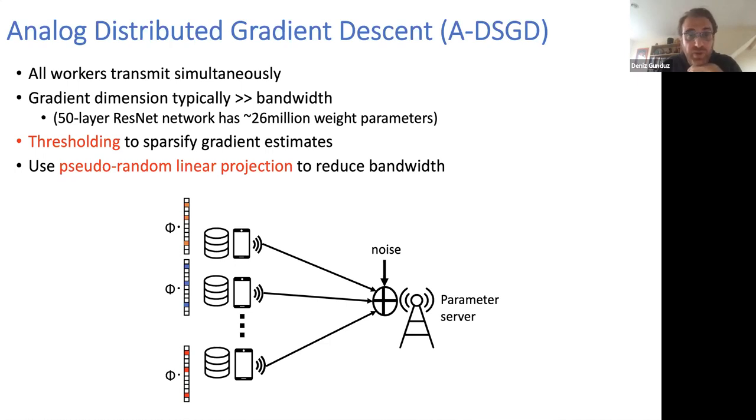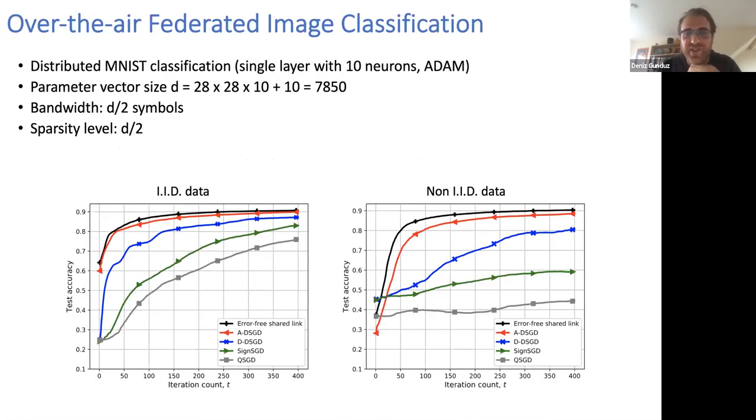And so it turns out that it, of course, not surprisingly, does really well. Here, for example, the black curve is what you would get with an error-free shared link. The analog performance is almost there and much better than the digital approach. The digital approach is basically you compress and then send. And this is the case for IID data, and even for non-IID data, where you would expect the sparsity patterns to be different, so that might cause a problem, but not really. Even there, we are getting very, very good results with this analog transmission.